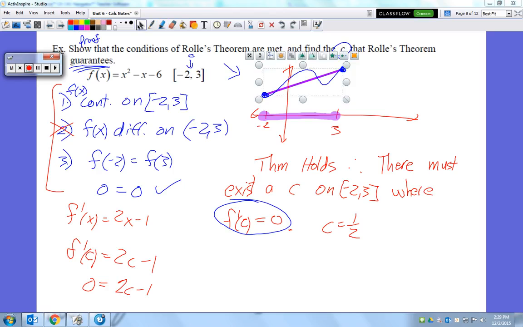Let me copy this, and then right there. So here's one right here, and here's one right here. So the C's are whatever this value is, and whatever that value is. It's where the tangent slope equals the secant slope.